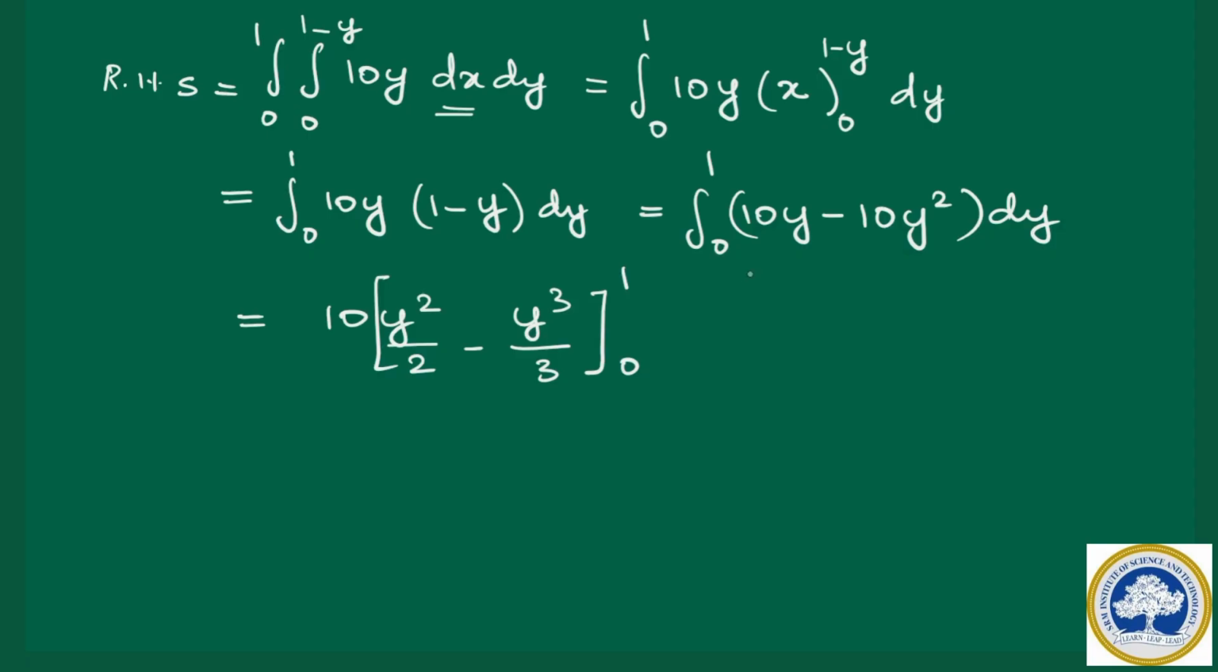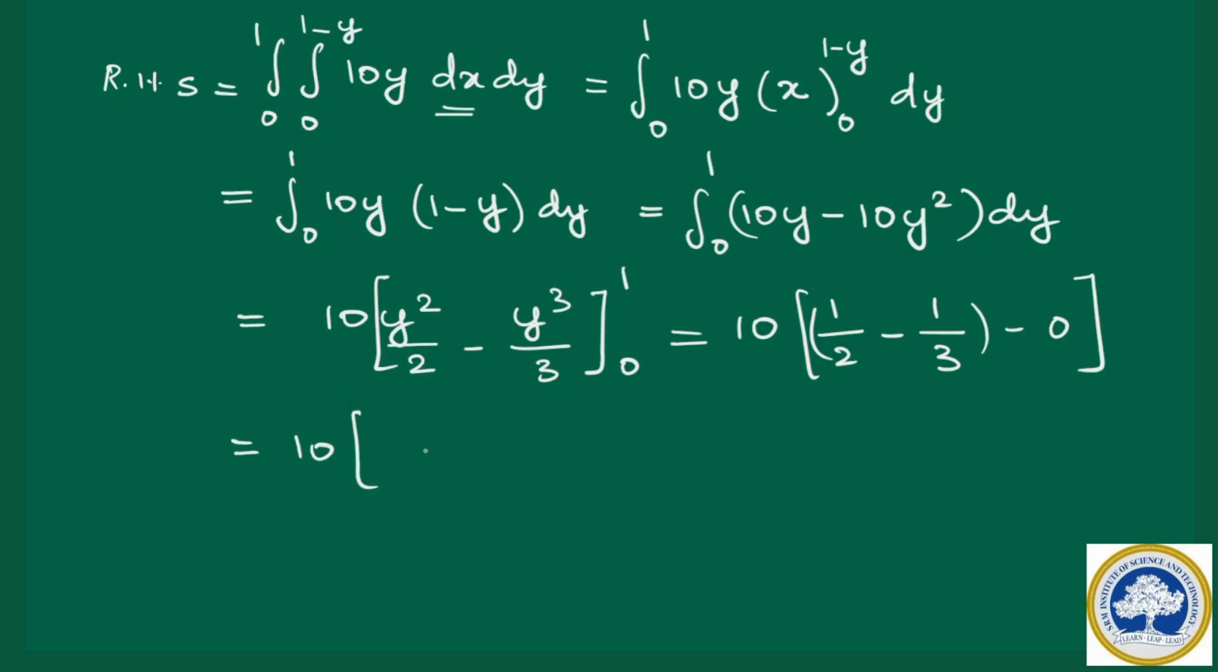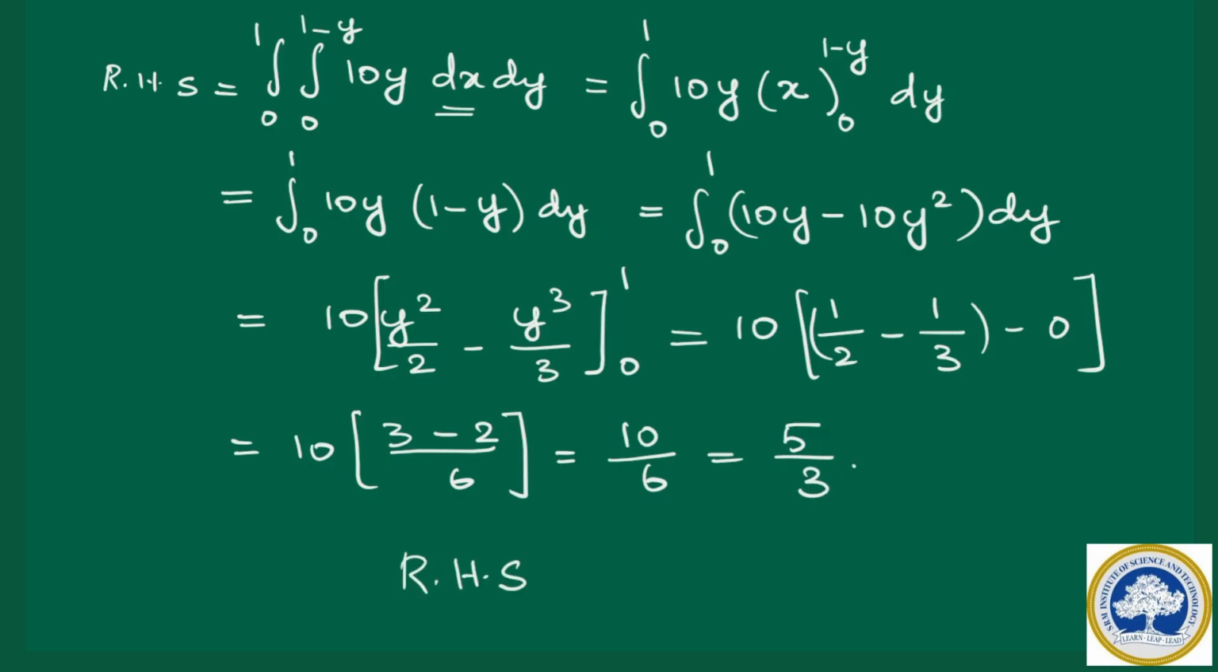Right? So this is equal to 10 into, upper limit is 1, lower limit is 0, so upper limit minus lower limit. So this is equal to 10 into what? Taking LCM, 3 minus 2 divided by 6. So 10 by 6 is nothing but 5 by 3. So now we have calculated RHS is equal to 5 by 3. Now we have to prove LHS is also equal to 5 by 3.